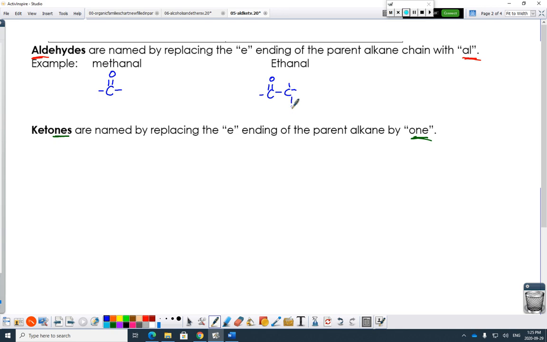Let's do hexanal. Decide if you want it to be on the right or the left. You can write it in the top, write it in the bottom. That doesn't matter. It just has to be at the end of the chain.